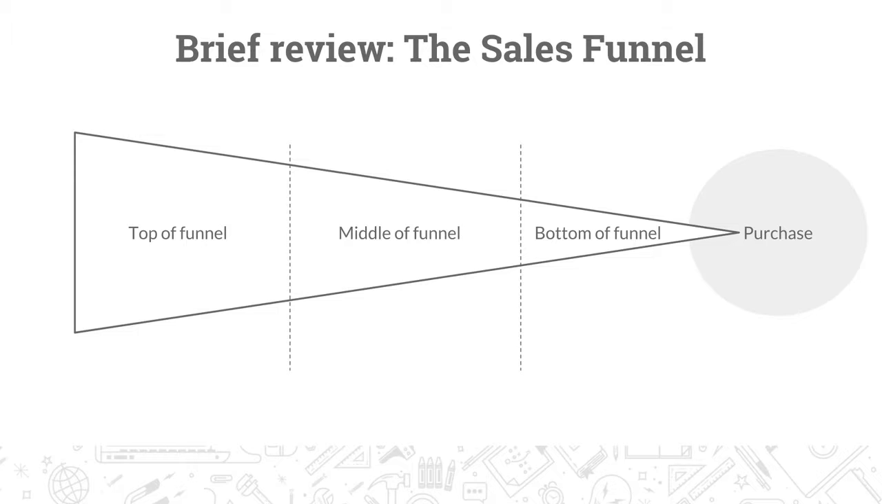Middle of the funnel is where someone has transitioned into comparing different options. So they've defined their problem. Now they're looking at different options and refining those options based upon whatever criteria is relevant to them. It might be price, it might be proximity, or availability of different types of products.